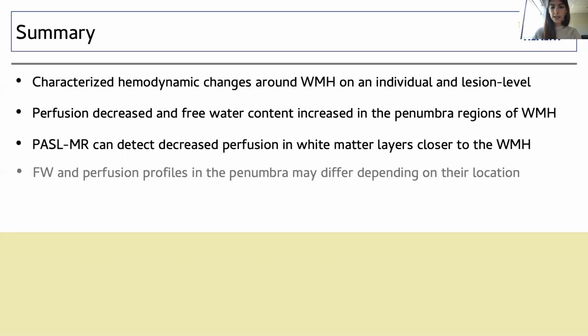To summarize, the study looked at perfusion and free water content surrounding white matter hyperintensities on an individual lesion level analysis. We showed that the perfusion decreases and free water increases in the penumbra region of white matter hyperintensities. This suggests that white matter hyperintensities may be the tip of the iceberg of a broader physiological disruption, and that the region around white matter hyperintensities is vulnerable. Moving forward, we will add information about where the lesions are located.